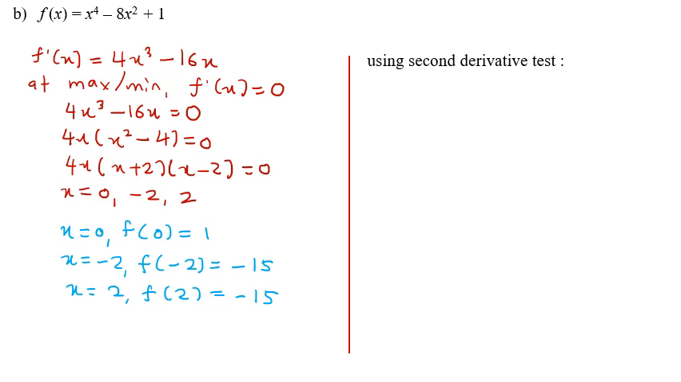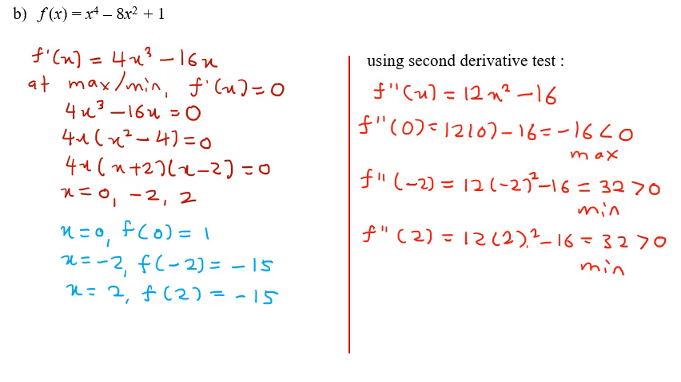So before we determine which one is maximum or minimum, in this case we're using the second derivative test. So we differentiate again to get the second derivative. So the second derivative will be 12x squared minus 16. And then when we substitute the respective values, when x equals 0, we get negative 16. So negative 16 is less than 0. Remember, you must put less than 0 and put the conclusion here: maximum.